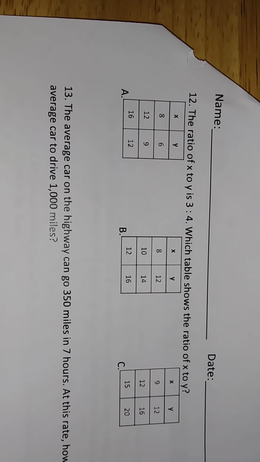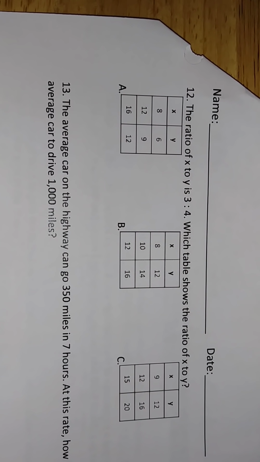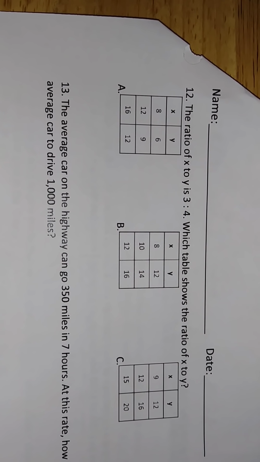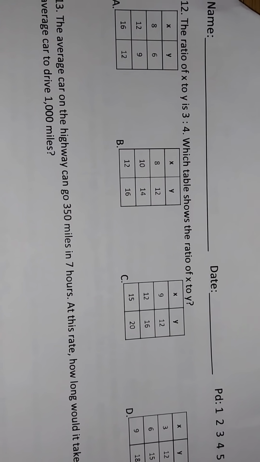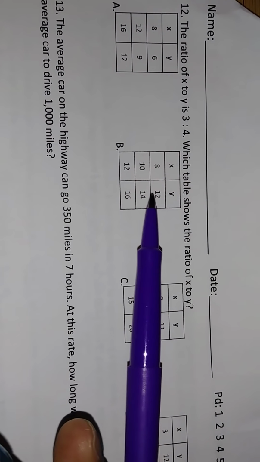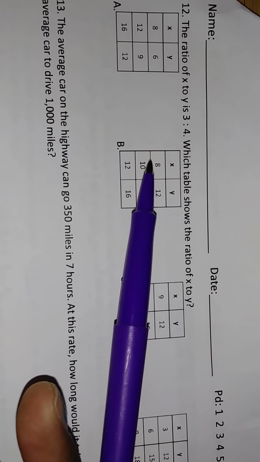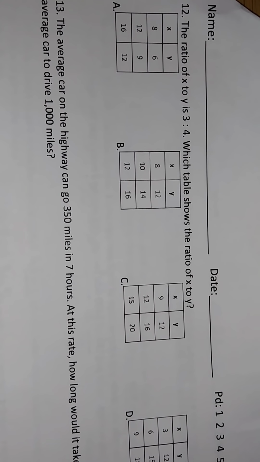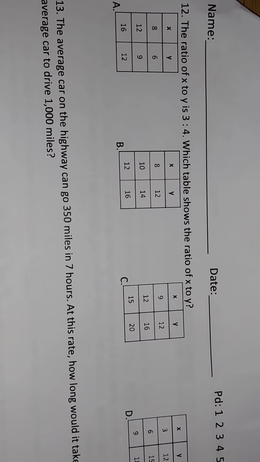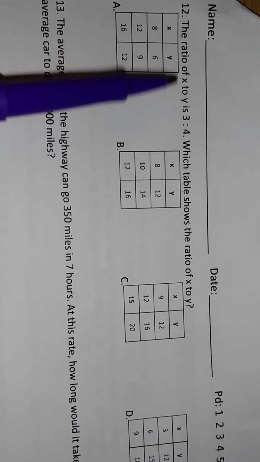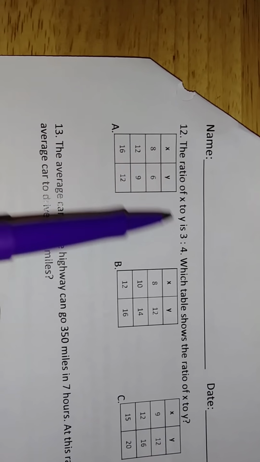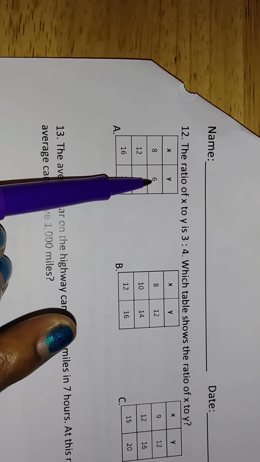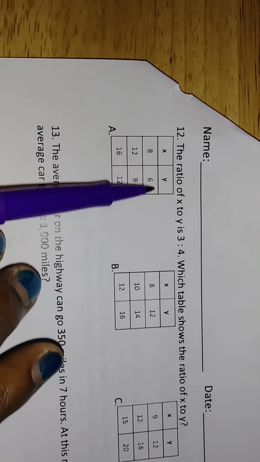Number 12, the ratio of x to y is 3 to 4. Which table shows the ratio of x to y? So what I am looking for is I'm going to look at each of these tables and see if they reduce to a ratio of 3 to 4. If each one does reduce or simplify to 3 to 4, then I know that is the right table they're asking me for. So let's look at the first one. 3 to 4. So that means whatever this simplifies to is going to be 3 to 4.